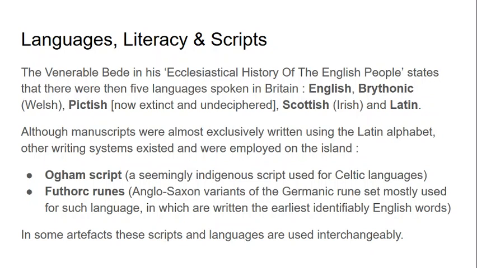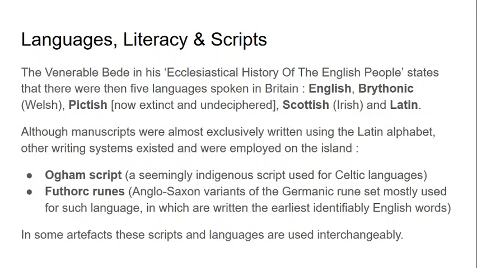So Bede writes in his Ecclesiastical History of the English People that there were, at the time of his writing, 5 languages spoken in Britain. There was English, Brythonic, which is the ancestor of Welsh. There was Pictish, which is now extinct and undeciphered. You had Scottish, which is Irish, and Latin, which is often forgotten, but people forget that Latin was very much part of the linguistic makeup of early medieval England.